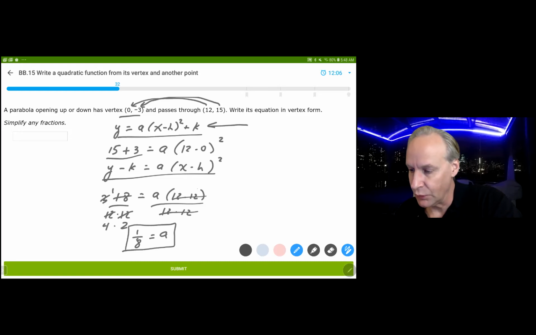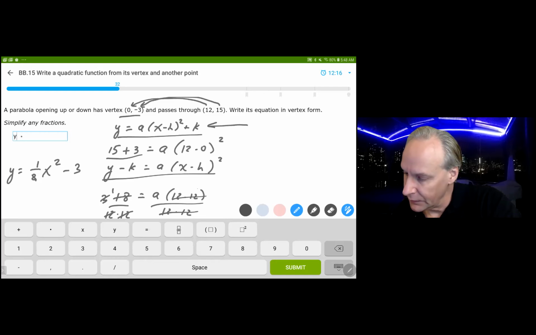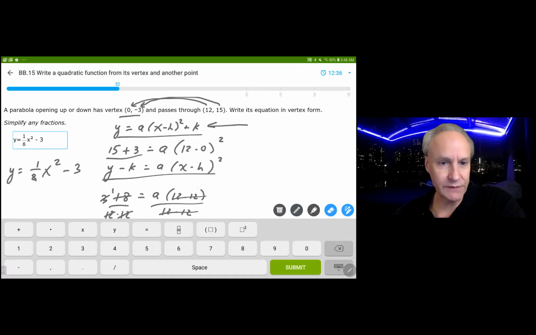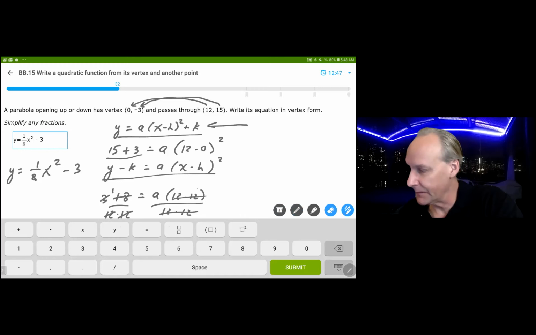So it's just simply y equals 1/8 x squared minus 3. Darn it, minus 3. There we go. And you can check it and everything, but I'm pretty sure it's right. It's the 1/8, and then we just have to get the vertex in the right location. And we know if x is 0, y is negative 3, and we can see that it works really well there.